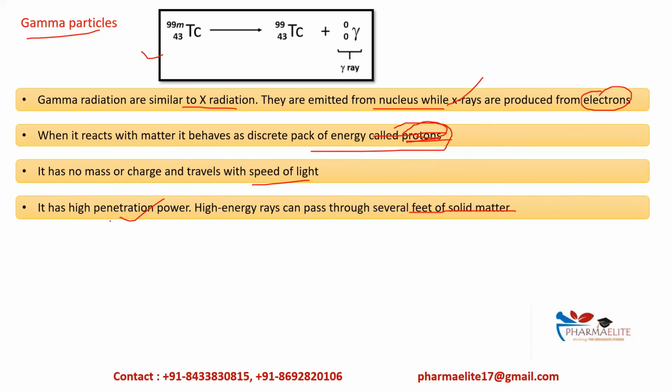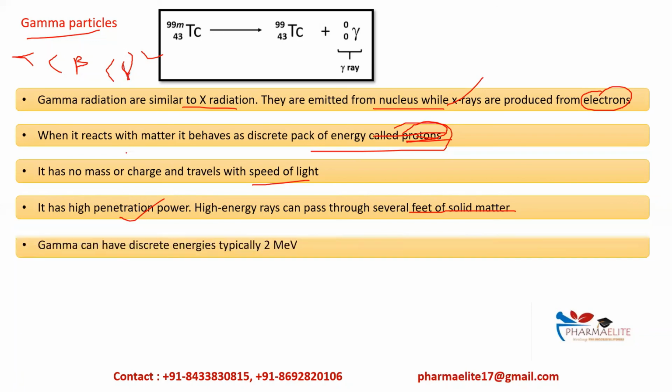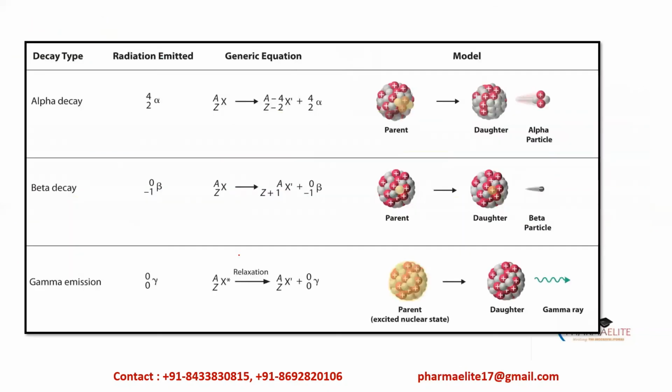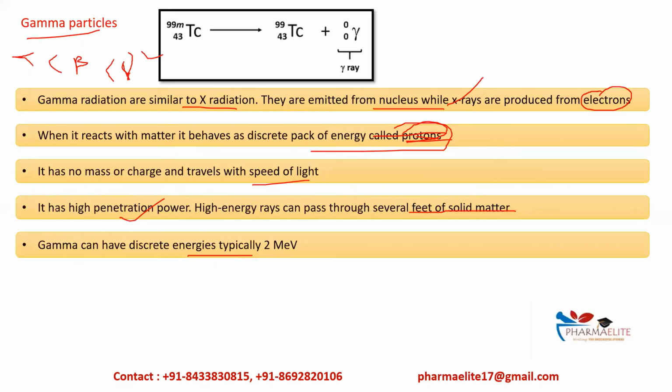Then alpha and beta. So the penetration order will be alpha less than beta, and less than gamma. So gamma has the highest penetration power. Gamma particles can have discrete energies typically of 2 millivolts. So this is the gamma decay.